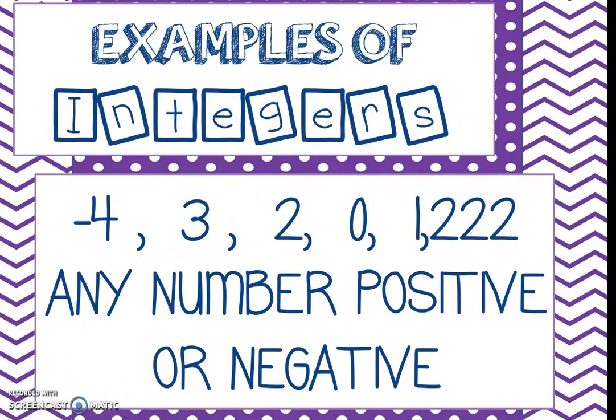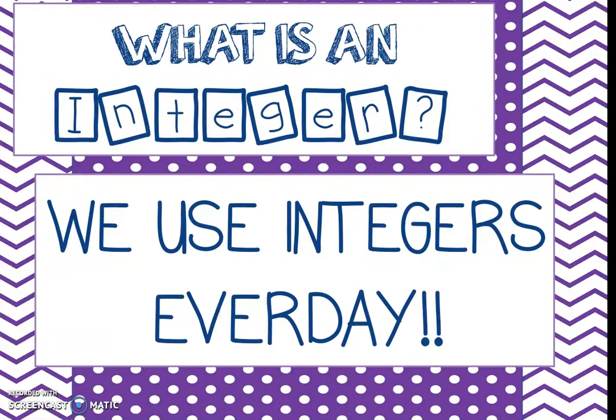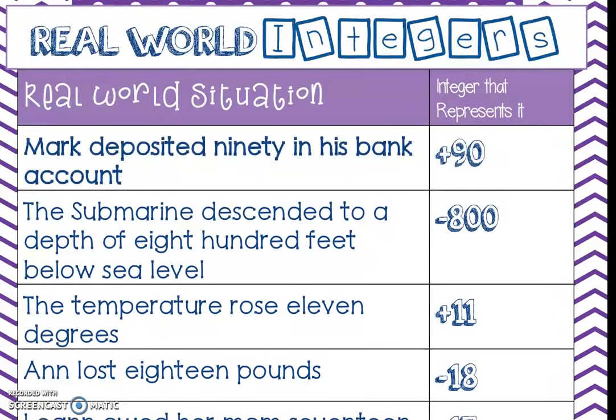Okay, integers are everywhere. Some examples: -4, 3, 0, 1,222. Okay, any number that's positive or negative, and also 0. Okay, we use integers in our everyday life. We don't even know it. We don't even pay attention to it. Okay, so we're going to look at some real world situations, and then we're going to talk about whether it would be a positive or a negative and why.